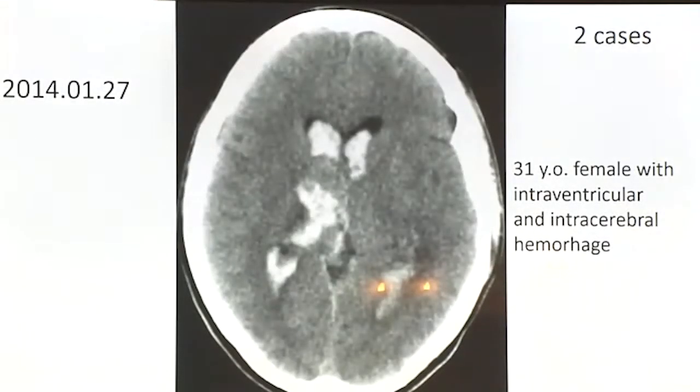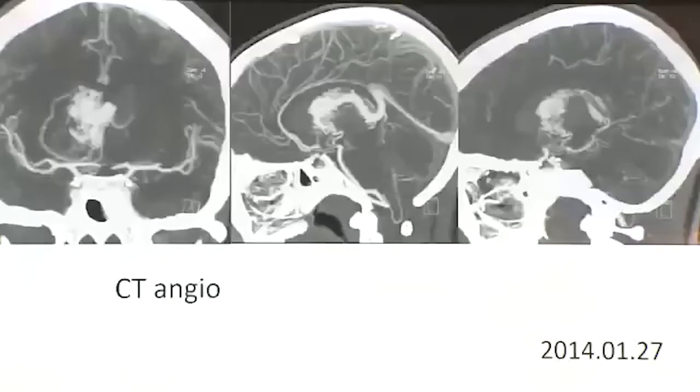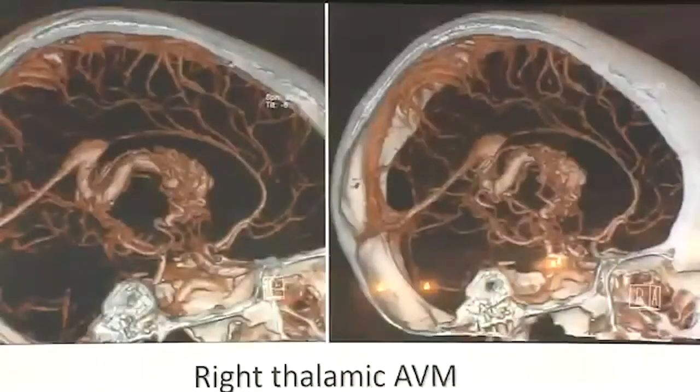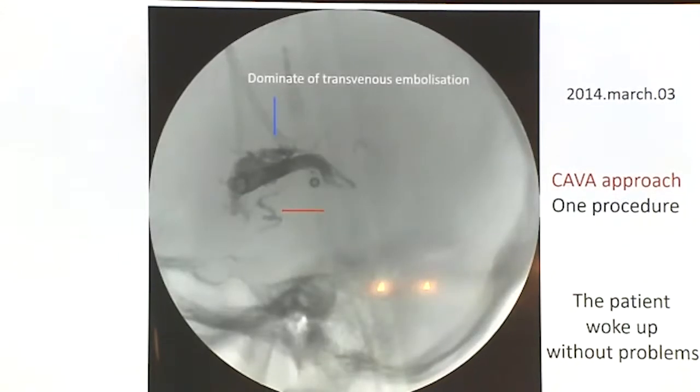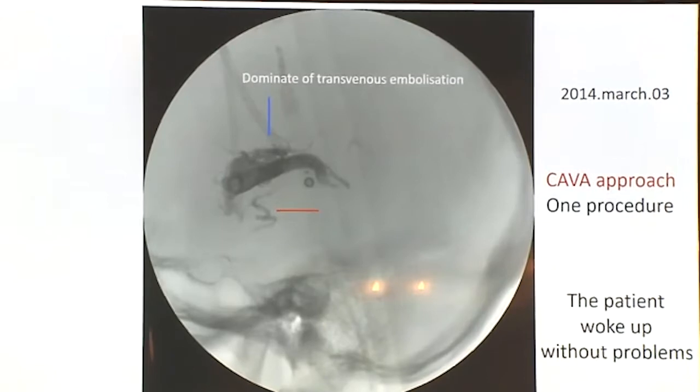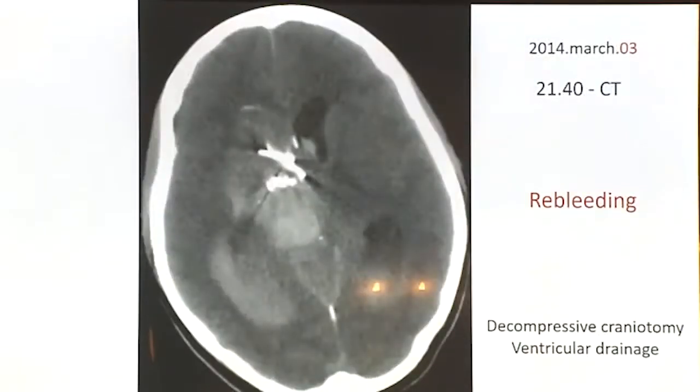The first case, this is a complication. This is a 31-year-old female, a young woman with intraventricular and intracerebral hemorrhage. CT angio shows a deep thalamic AVM. This is the 3D reconstruction, and we used a combined transarterial transvenous approach, March 3, one procedure. The patient woke up without problem. March 3 at 9:40, rebleeding. Decompressive craniotomy, ventricular drainage.